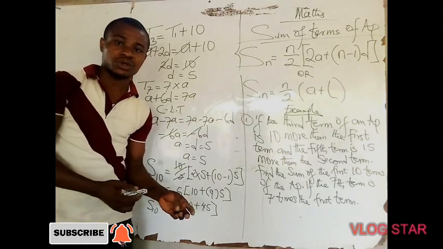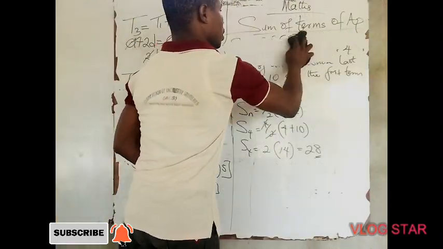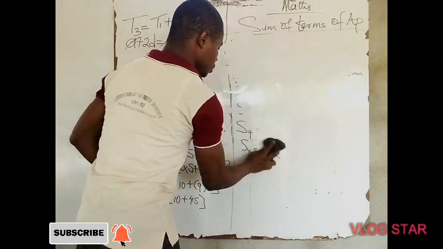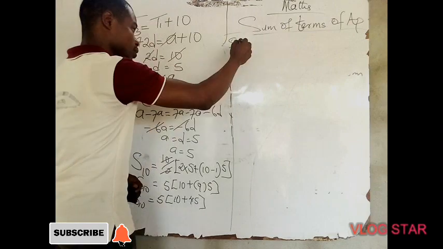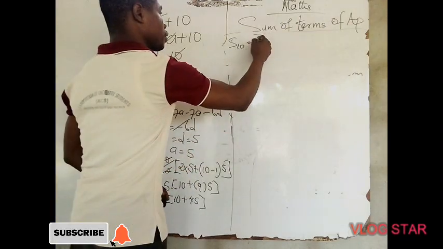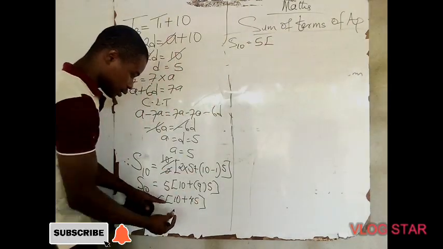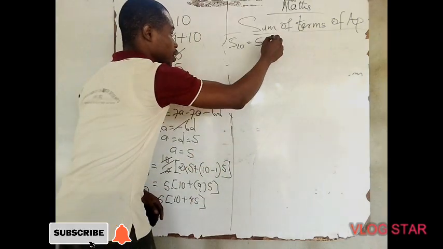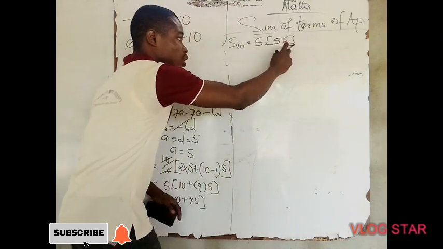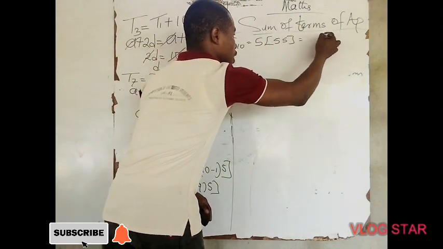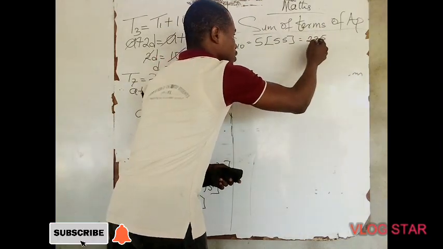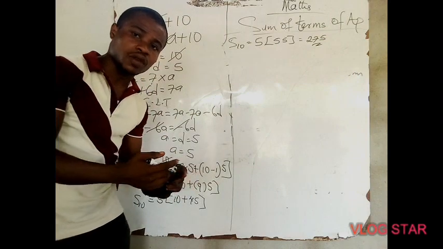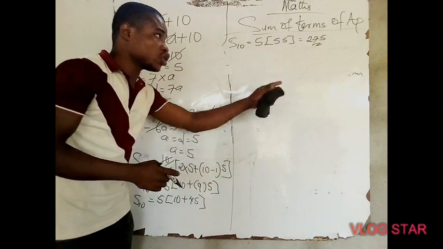So what next are you going to do? You simplify. Here we have the sum of the first 10 terms is equal to 5. You open the bigger bracket. 10 plus 45 here will give you 55. So you multiply out. 5 times 5 is 25. That's 5 carry 2. 5 times 5 is 25, plus the 2 you carried, which is 275. Therefore, the sum of the first 10 terms of the arithmetic progression from the question is 275.